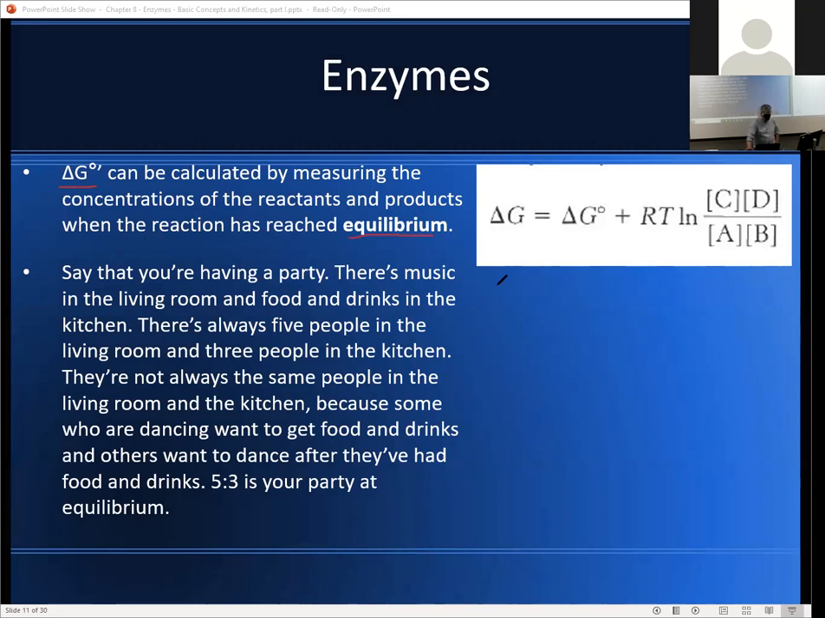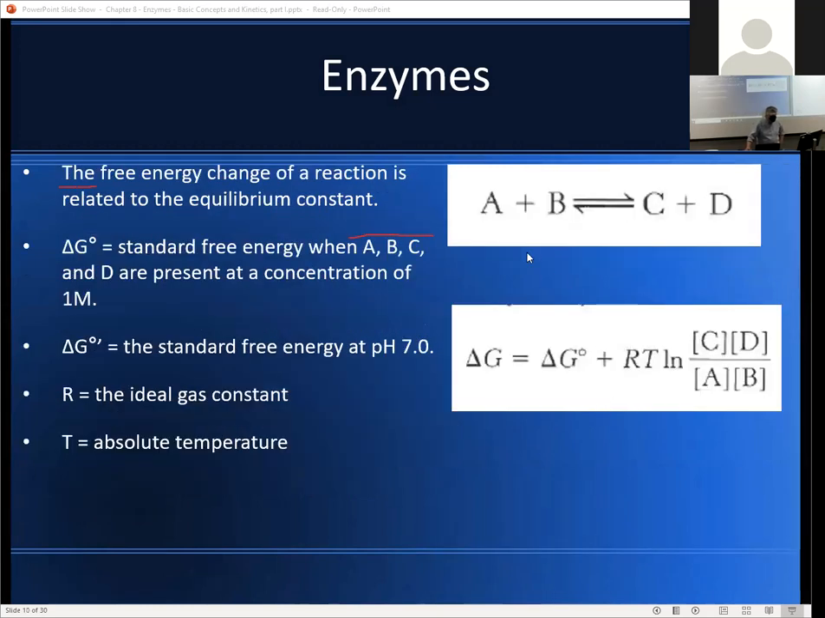Okay, so let's talk a little bit about equilibrium. So when this reaction goes, let me back up one. Okay, so under standard conditions, we have 1 molar concentrations of the reactants and the products. So everything is present at a concentration of 1 molar. Okay, so we set up the reaction like this, everything 1 molar, then we let it go to equilibrium.